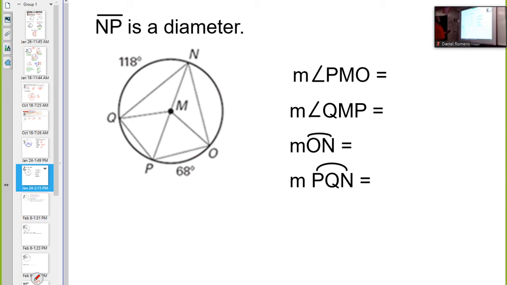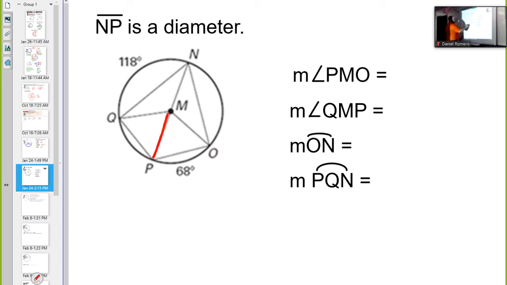We have central angles, which are made by radii. You can see some radii here. Radius, radius, radius, radius. And we have some inscribed angles that are made by chords. So there's a whole lot of stuff going on here. Let's see if we can get what they're asking us for. What is the measure of PMO?